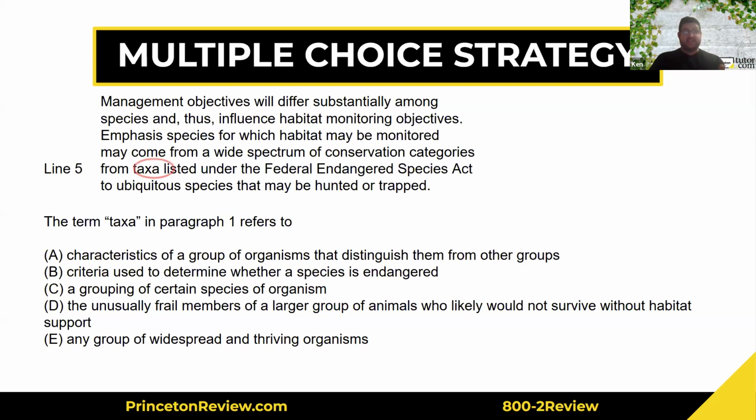Now I see taxa in line 5. And what I see around that is that emphasis species for which habitat may be monitored may come from a wide spectrum of conservation categories, from taxa listed under the Federal Endangered Species Act to ubiquitous species that may be hunted or trapped.